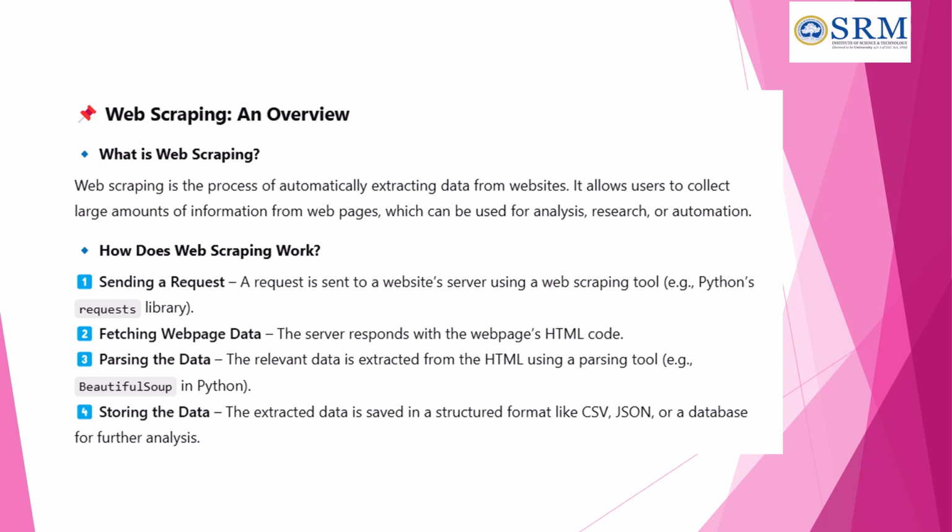First, a request is sent to the website server, often using tools like Python's requests library. The server responds by sending back the HTML content of the web page. Next, we parse this HTML to find and extract the specific data we are interested in. This is usually done with tools like Beautiful Soup. Finally, the extracted data is stored in a format like CSV, JSON, or even in a database, so it can be analyzed or used in applications later. Web scraping is a powerful skill for anyone working with online data.